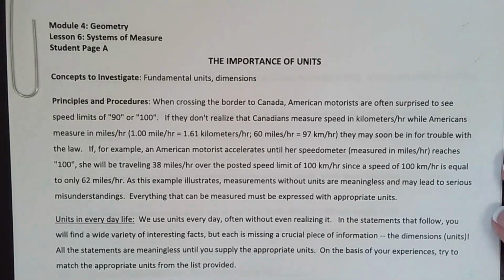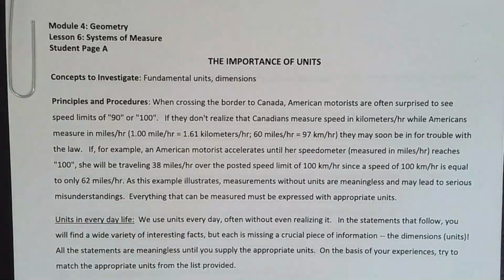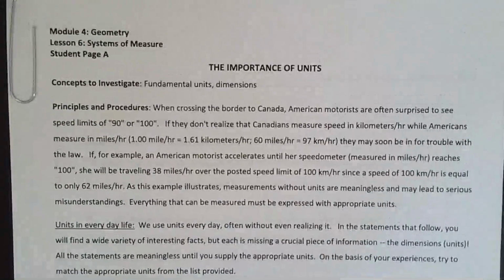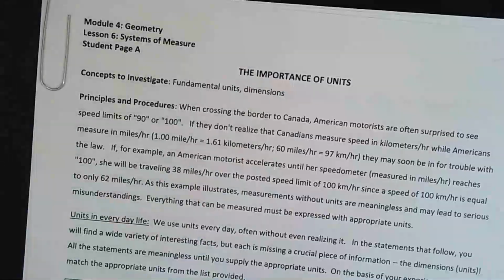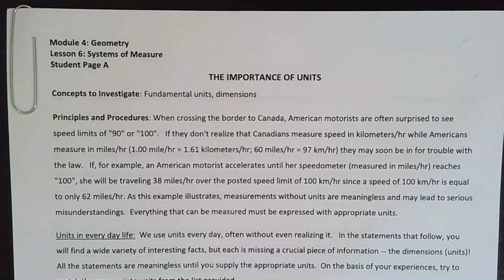Okay, we're going to start Module 4, Lesson 6 in this video. This lesson is on systems of measures. We'll be converting American units, or are they called American or US? I don't know. Let's see, they are called US. There we go. So US units to US units, then we're going to convert metric to metric, and then last we're going to convert US to metric.